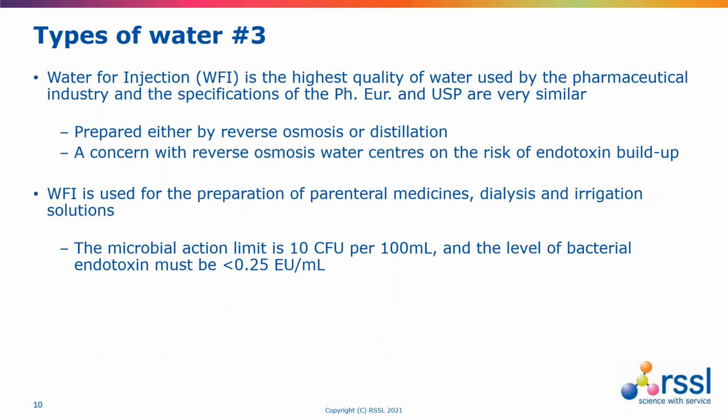And then the third type of water is water for injection. So this is the highest quality of water used in the pharmaceutical industry. Traditionally, this is always prepared by distillation, but this has now been supplemented by reverse osmosis in the last few years following a change to the European Pharmacopoeia, although there are some additional concerns around reverse osmosis, particularly in relation to endotoxin control, which we'll have a look at in a few minutes.